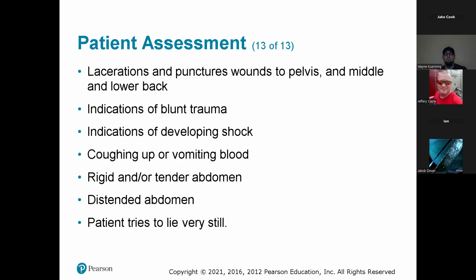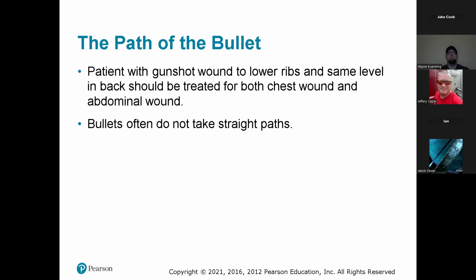Distended abdomen, and if the patient tries to lie very still. Abdominal trauma patients are weird because they'll finally find a position where all of the stuff inside isn't jostling around and doesn't hurt, but every bump will kill them. Talked about this at the very beginning, the path of the bullet. Patients with gunshot wounds to the lower ribs and same level in the back should be treated for both chest and abdominal wounds simply because you can't prove where that bullet went, and bullets don't typically take straight paths.